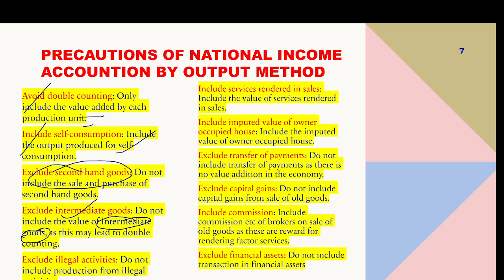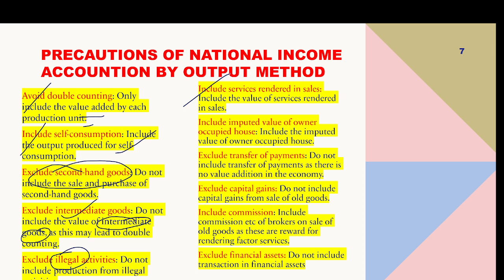Now, illegal activities. Do you know illegal activities? Any crime, or you can say drugs. Drug trading is a kind of illegal activity. The money earned by illegal activities cannot be used for national income accounting because it is not counted. Now, the next one is include the services rendered in sales.